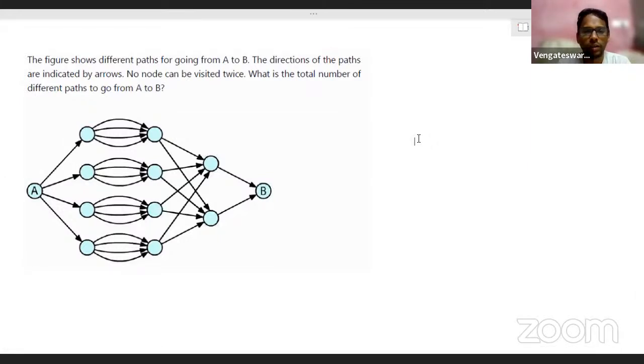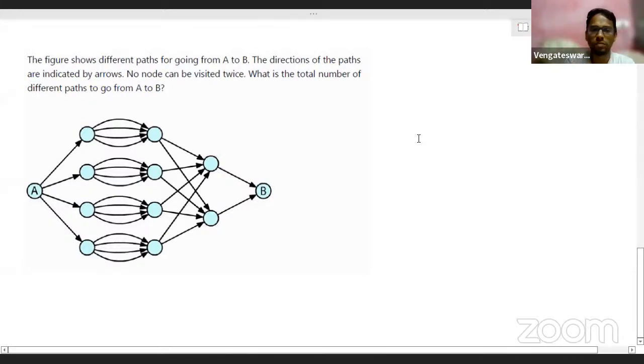So you have a given diagram. There's a figure here that shows you some different possible paths where you can travel from point A to point B. And you need to find what's the total number of different paths to go from A to B. Can you do this calculation carefully? Get me the answer. Come on.